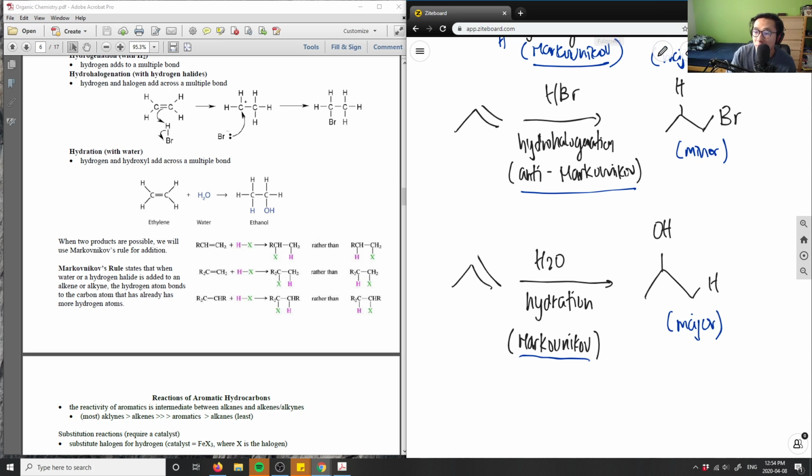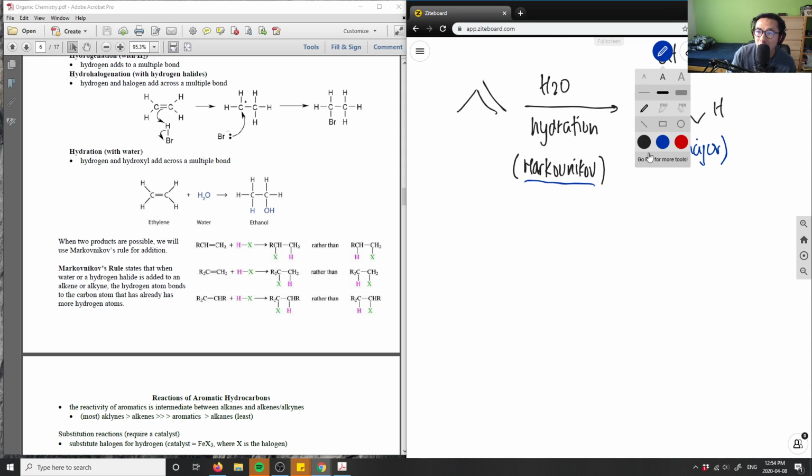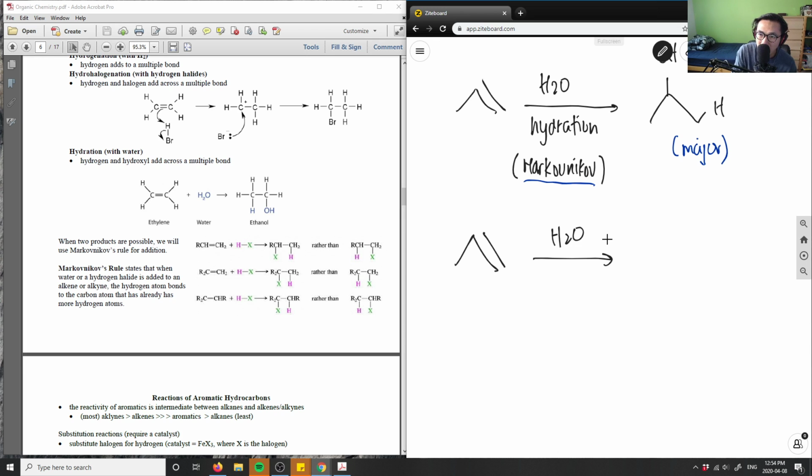Major. And then I have anti-Markovnikov of a hydration reaction. So I'm going to have 1, 2, 3 like this. And then it's going to go H2O. And then, again, this is still a hydration reaction, but it can go anti-Markovnikov. Anti-Markovnikov. And it's going to go 1, 2, 3.